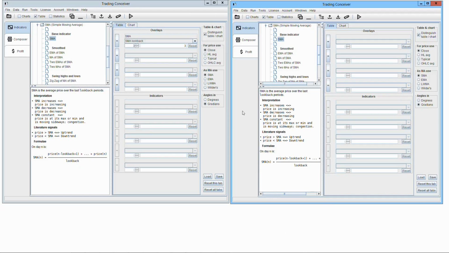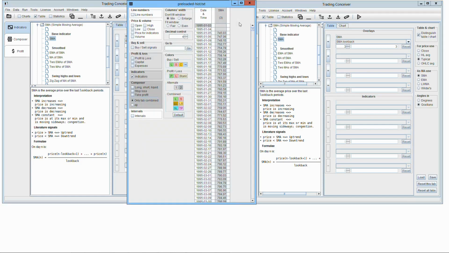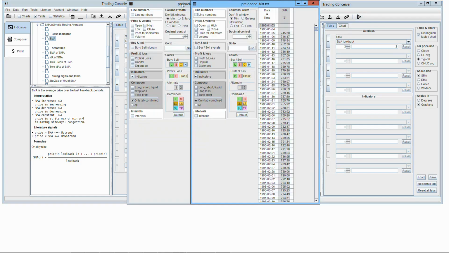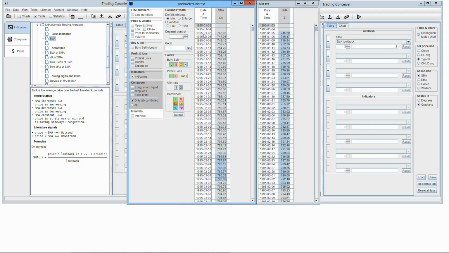Let's open 2 instances of Trading Conceiver. Select the simple moving average with a look-back period of 3 in both. In one we select the closing price, in the other the typical price. The formula used in both cases will be the same. However, in one case the price is the close, while in the other it is the typical price. Run the simulations. From the results, you can see that the computed values for the indicator are very similar but slightly different.